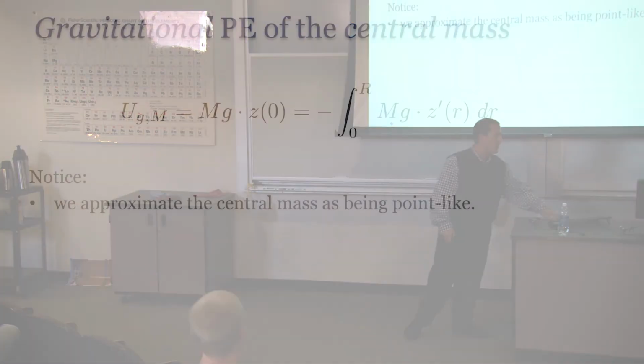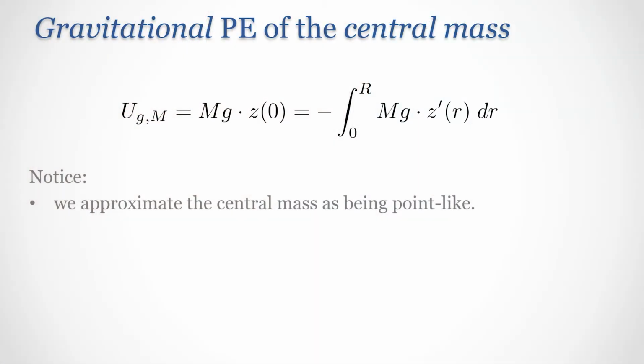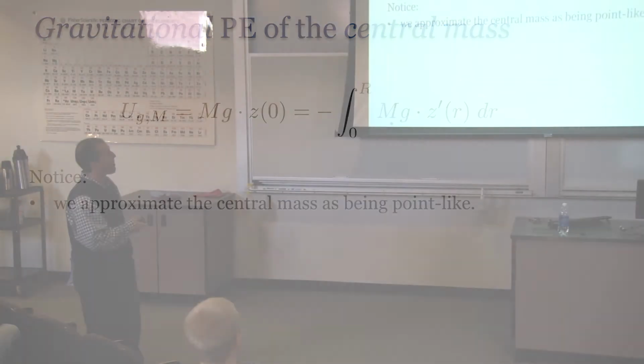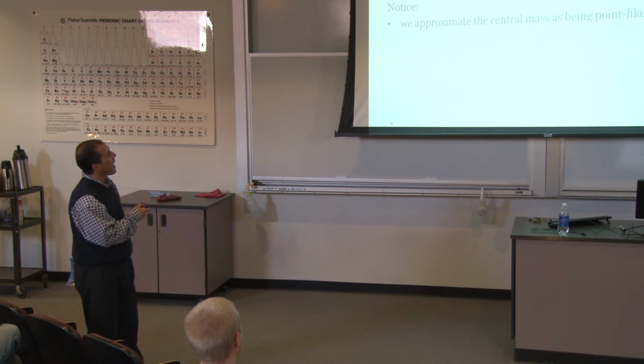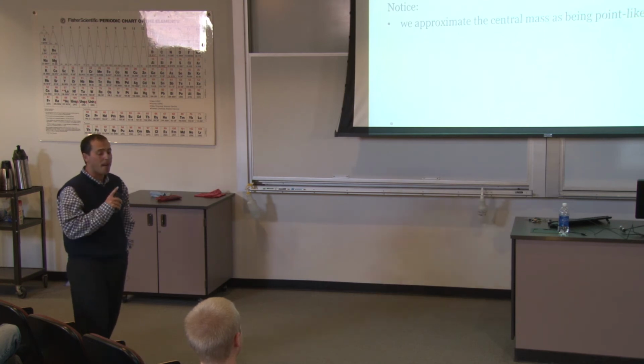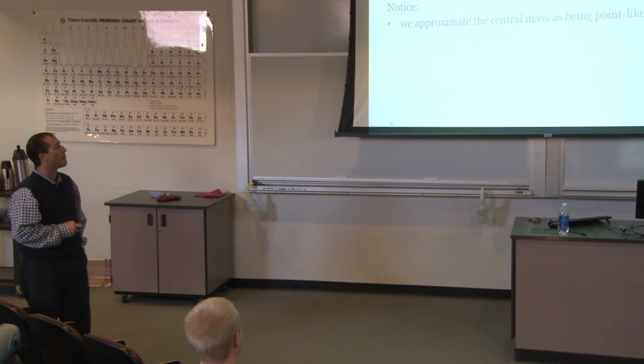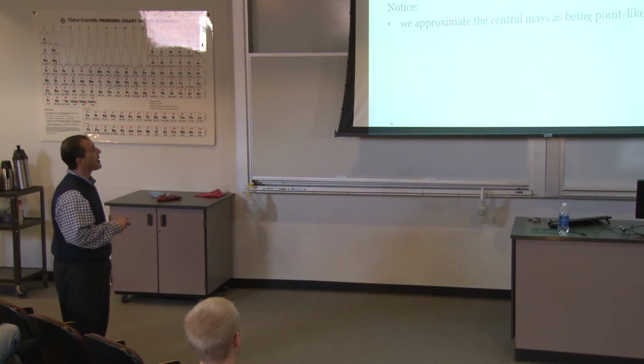Last one's very simple. How about the gravitational potential energy of the central mass? We put some big massive ball in the center of this guy. What's the potential energy? It's mg times the height. So Z is a function of r. Here I'm looking at the center of the fabric, so r equals 0 here. Capital M is the mass of the central object. Times g times Z, that's the gravitational potential energy of the central mass.